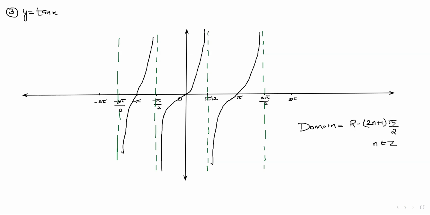If you put any integer here, you will always get an odd multiple of pi by 2, so we will ignore these values. For all the remaining values, you will get the graph of tan x. Is this clear? Yes, sir. Now, can you tell me what is the range? Infinite. Very good. This is from minus infinity to infinity. Okay. Please note this down.